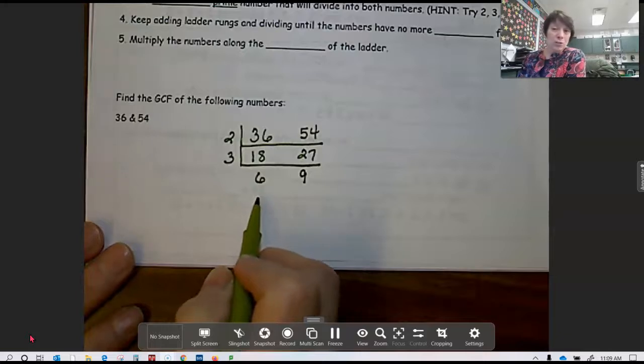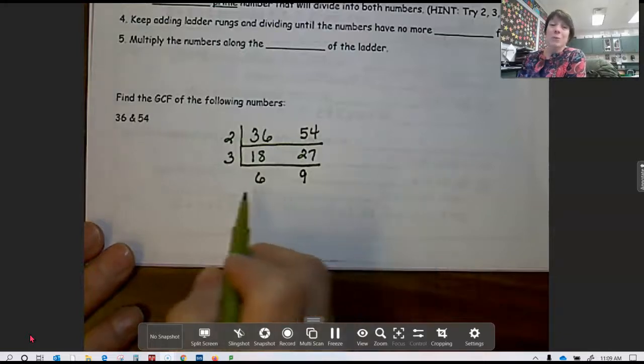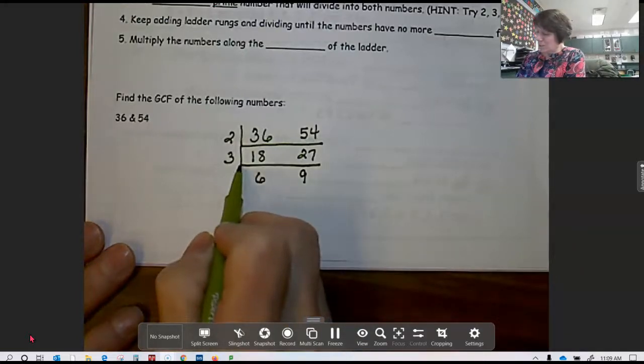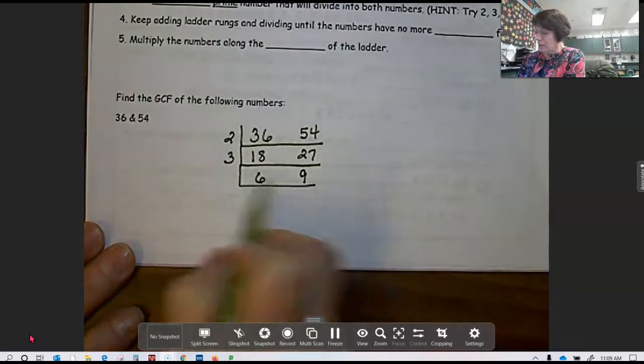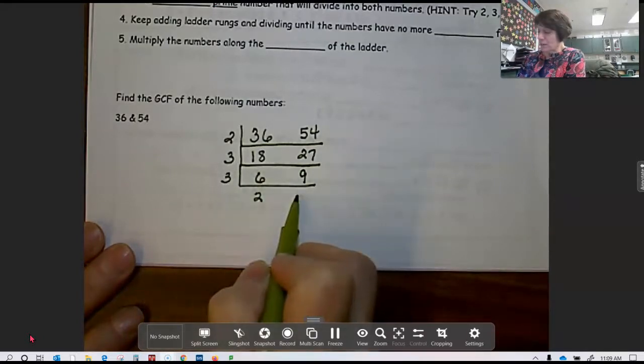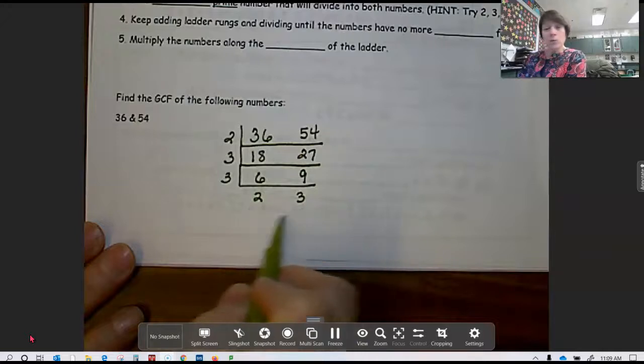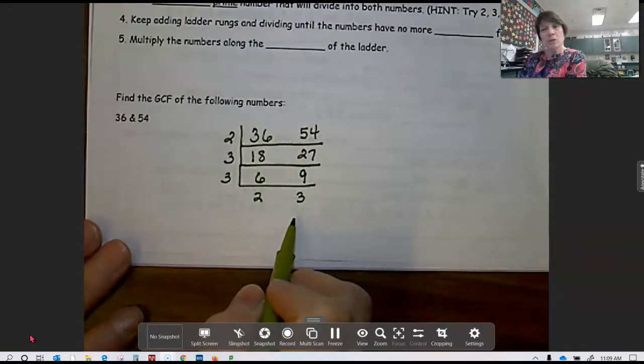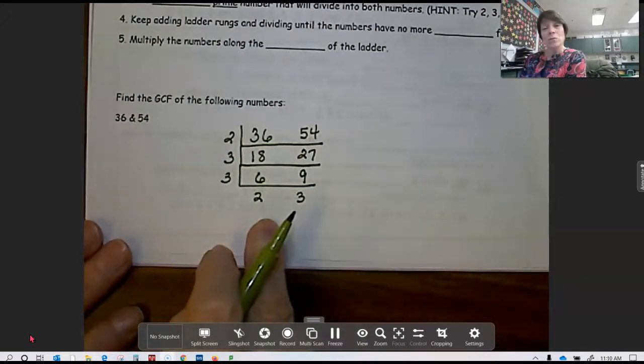Checking again. 2 works for 6, but not for 9. But 3 works for both of these. And so I'm going to divide both of these again by 3. 3 divides into 6 2 times. 3 divides into 9 3 times. Both of these numbers are prime, so I know that nothing will divide into them other than 1.